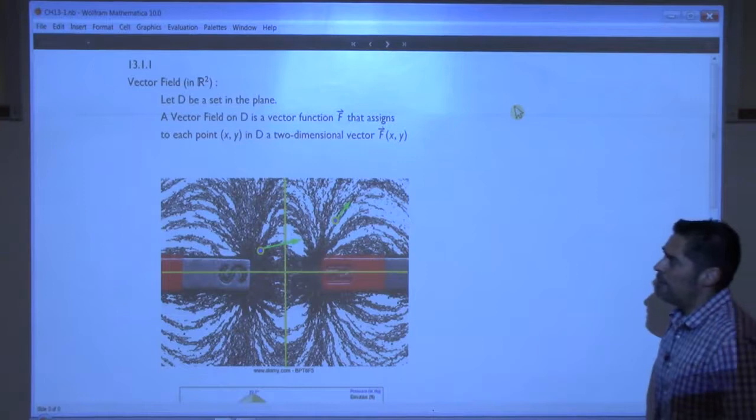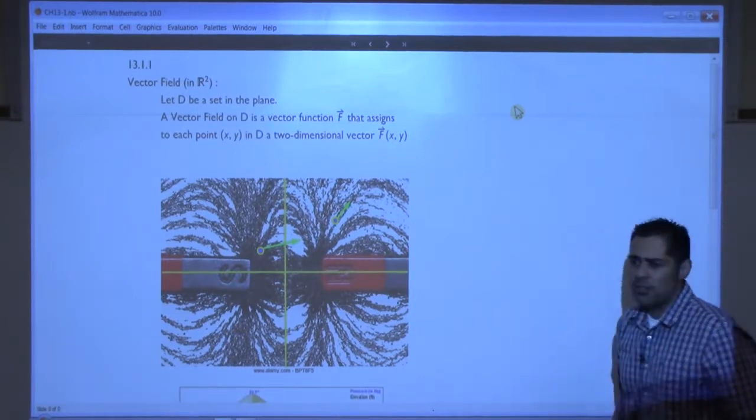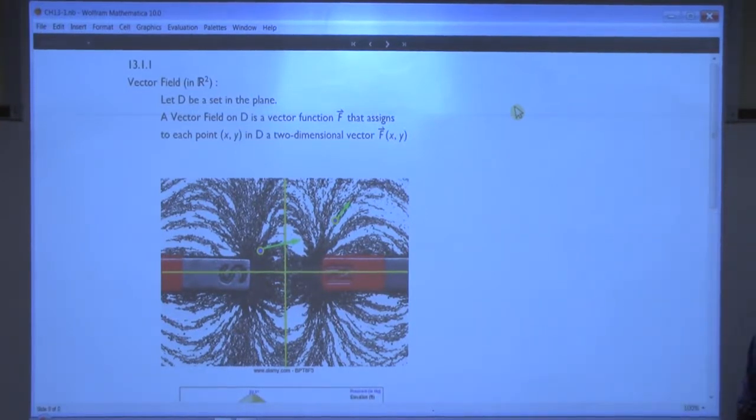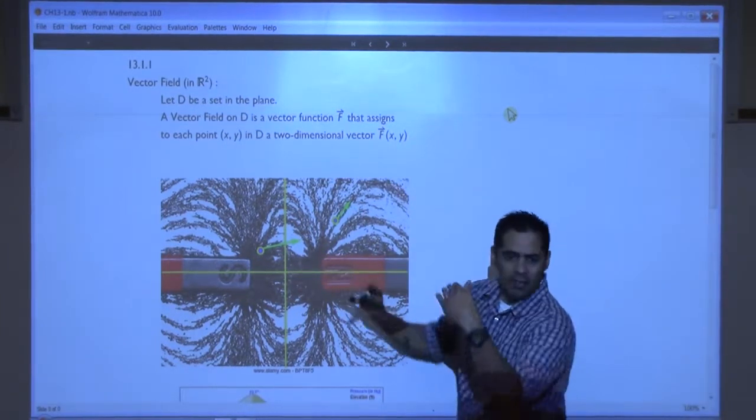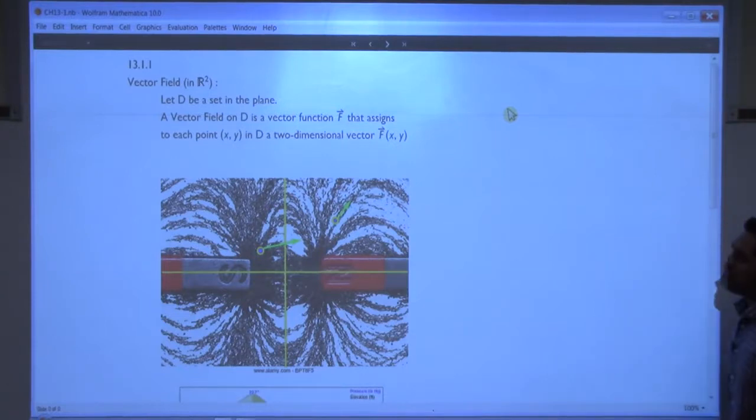First of all, what is the definition of a vector field? In 2-dimensional space, it says let D be a set in the plane. A vector field on D is a vector function capital F, notice the vector notation, that little half arrow, that assigns to each point (x, y) in the domain D a 2-dimensional vector F(x, y).